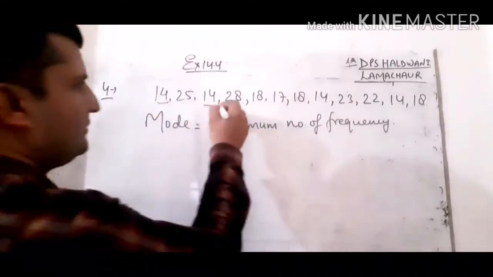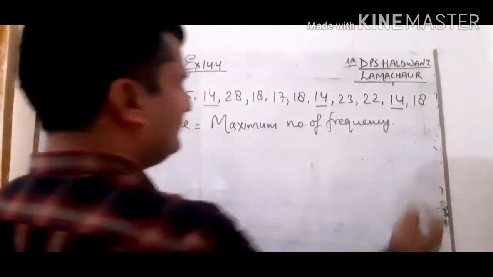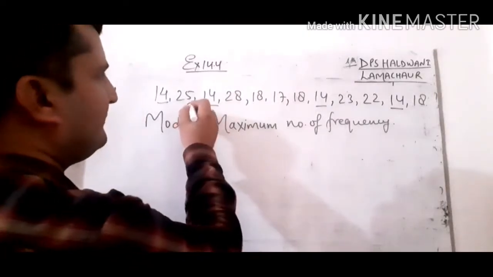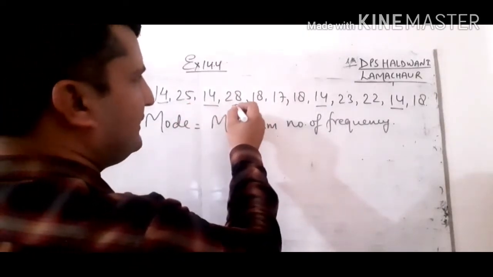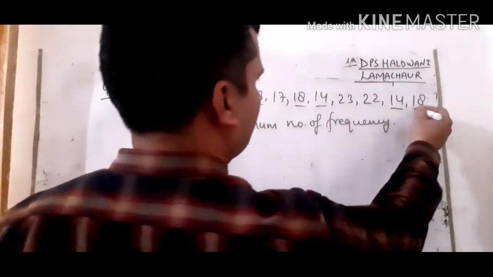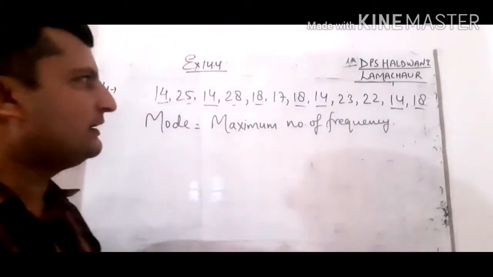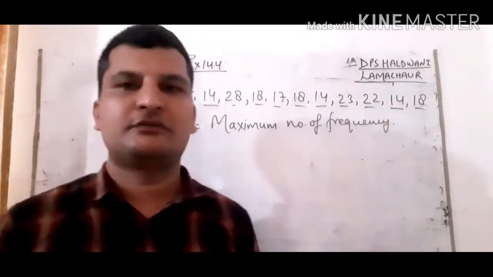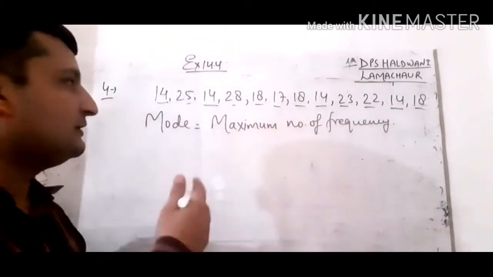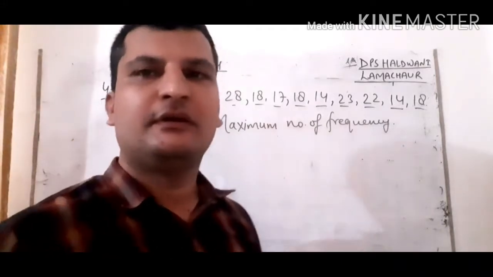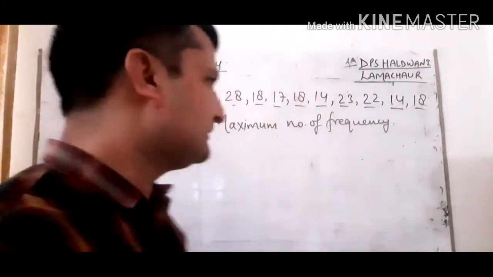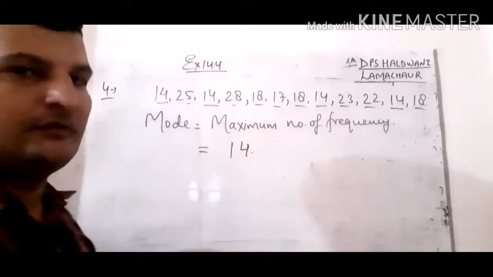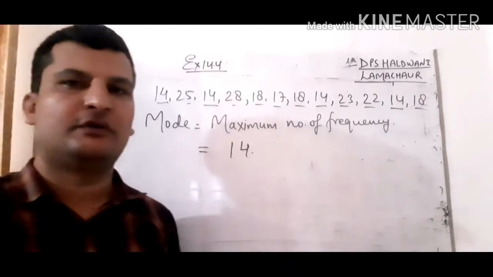14 is coming 1 2 3 4, 4 times. 25 is coming only 1 time. 28 is coming only 1 time. 18 is coming 1 2 and 3, 3 times. 17 is 1 time, 23 is 1 time, 22 is 1 time. So students, we can say that the maximum frequency is of 14 because 14 is coming 4 times. So the mode of this data is equal to 14. So in this way we can solve the mode questions.